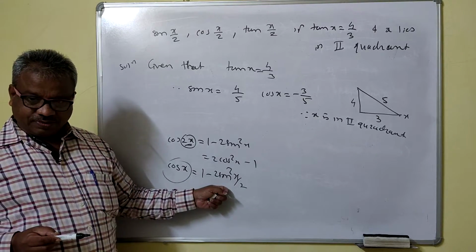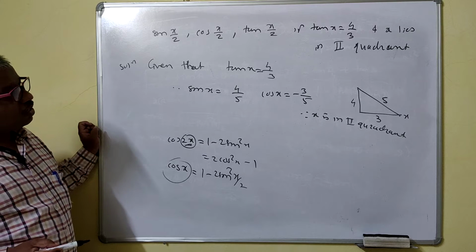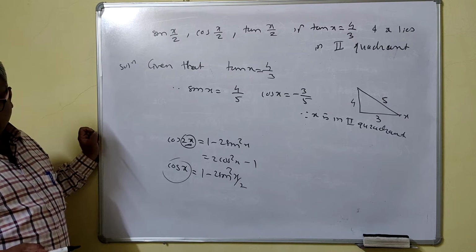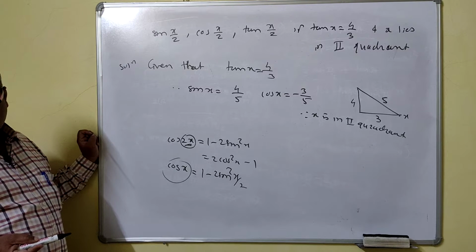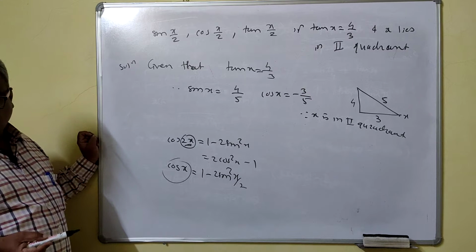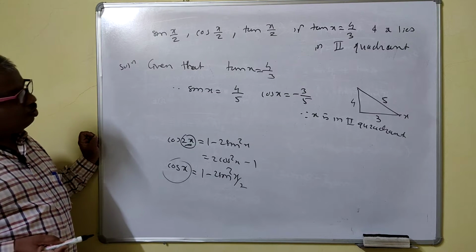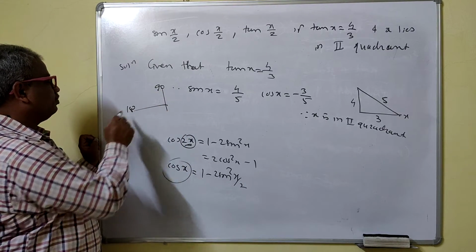This is sine square, but the position of the angle is known to you. So x is in the second quadrant, right? And if you take half of that one, it will be in the first quadrant. Is it true? If your x is in the second quadrant, and you take half of that one, it lies between 90 and 180.